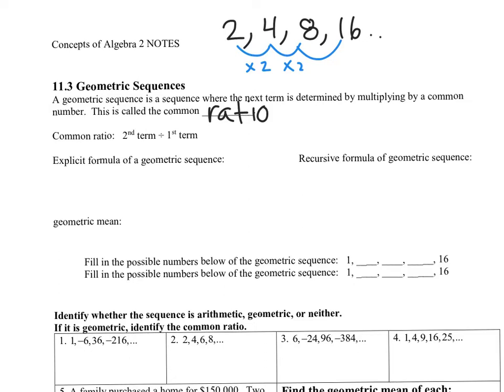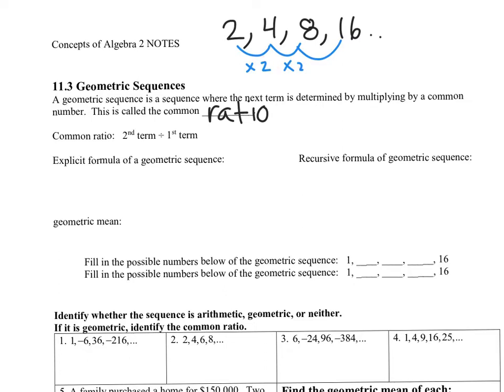Another way you can find your common ratio is taking the second term and dividing it by the first term. So 4 divided by 2 is 2. You could also do the third term divided by the second term, that's 2. So in this case, the common ratio is 2.